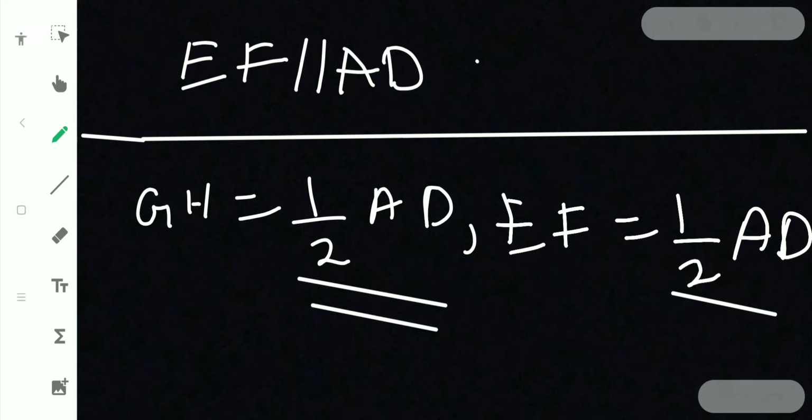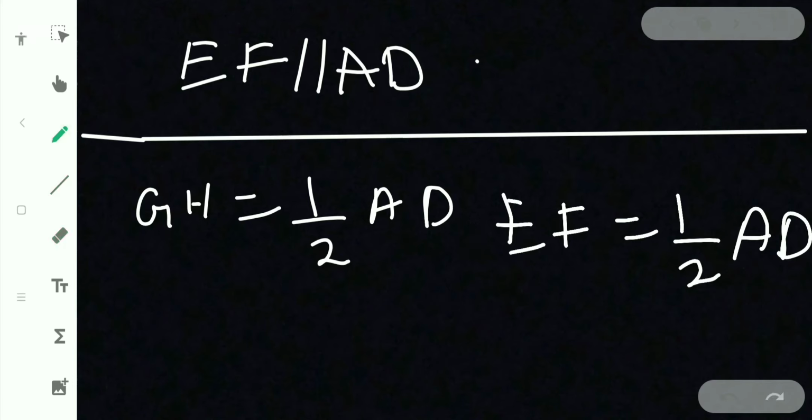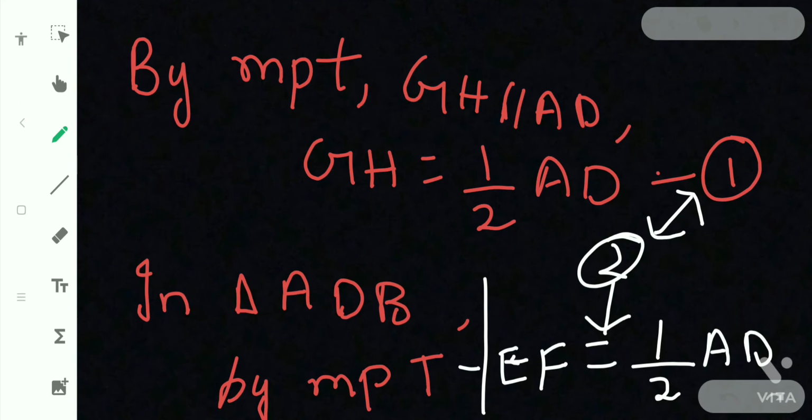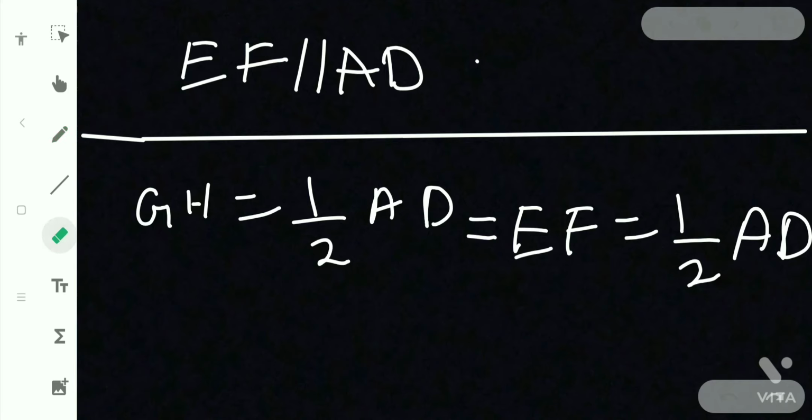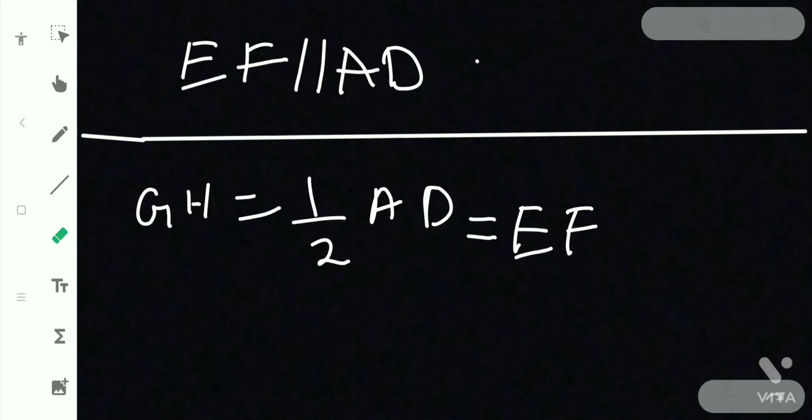So now from equation 1 and equation 2, we are having these two also equal. You can see I have kept an equals to sign over here. GH is equal to half of AD, which is equal to EF, and after that there is no need of writing half of AD. Now let us make this whole equation our third equation.